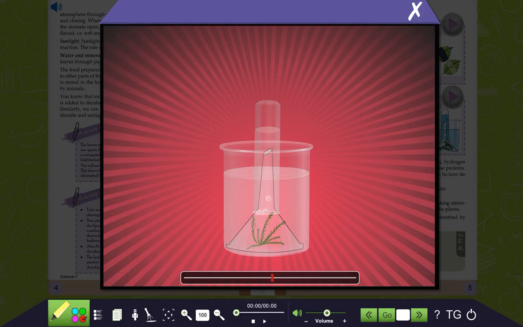After some time, you can notice that some bubbles are coming out from the glass funnel. This is due to photosynthesis in plant. The gas bubbles represent oxygen gas.